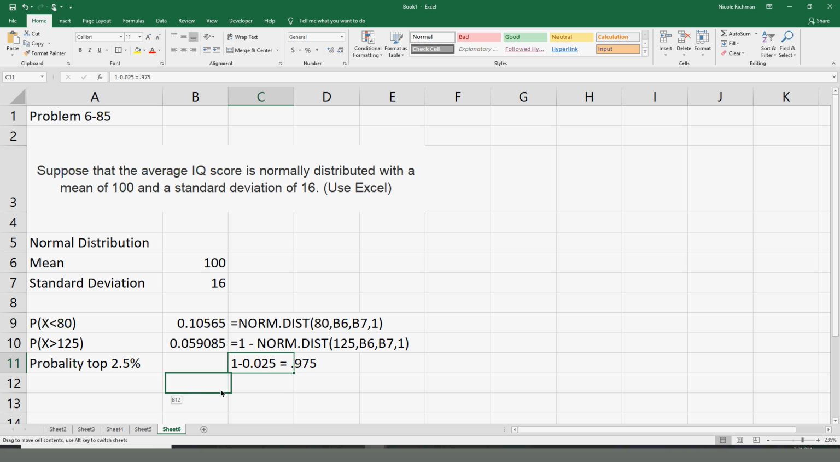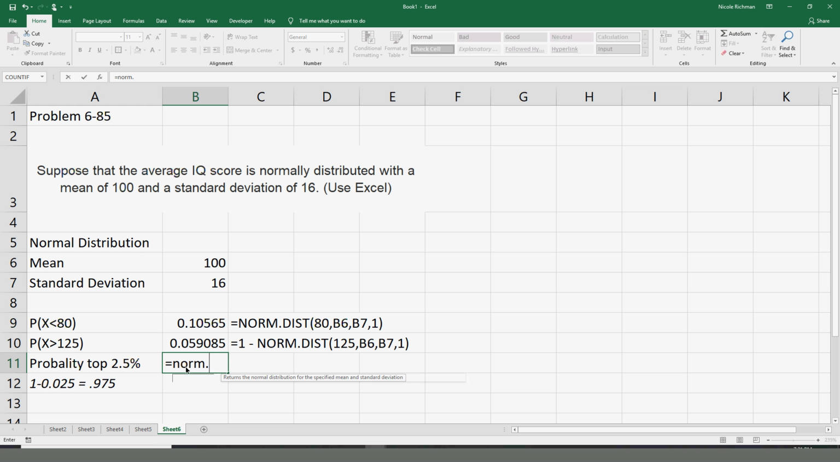So now we can move that down here. So now we can do the formula norm.inv. And the probability that we want is 0.975, our mean, and our standard deviation.